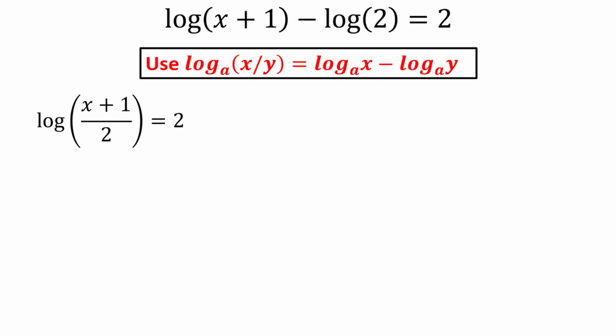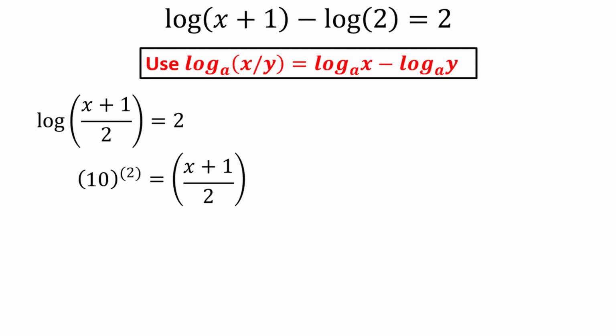Our problem had the difference of two logs, which is on the right-hand side of the formula, and I've just rewritten the problem with a single log that is the quotient of the two arguments. Now we can rewrite this in exponential form, as blank to the blank is equal to blank, using left, right, and center. Left is the base on the log, which is 10. Right is the exponent, which is 2. And center is the argument of the log, which is x plus 1 divided by 2. So we have 10 squared is equal to x plus 1 over 2.